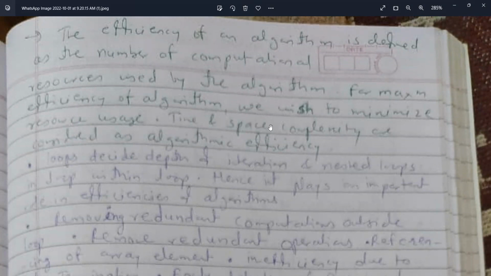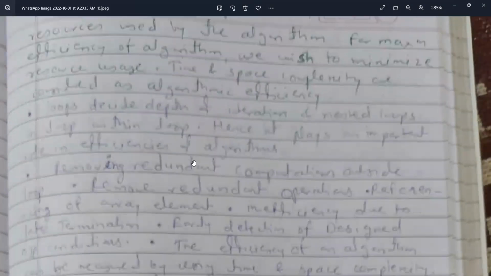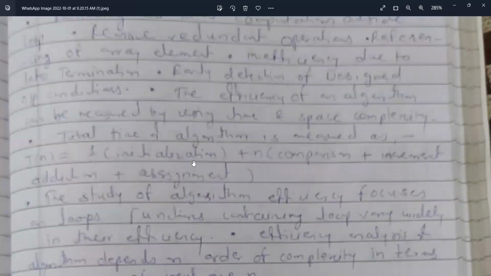Time and space complexity are considered as algorithm efficiency. Loops decide the depth of iteration, and nested loops, that is loop within loop, play an important role in efficiency of algorithm. Removing redundant computations outside loop, removing redundant operations, refreshing of array element, inefficiency due to late termination, early detection of desired output conditions.